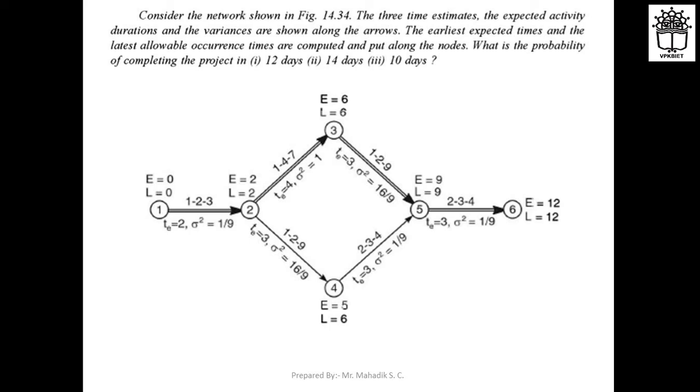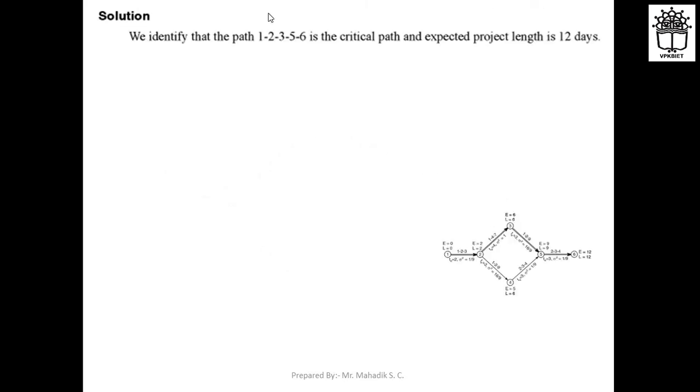Here you can see that all the data are given, the variances are given, the estimated times are given. It is asked what is the probability that the project can be completed within 12 days, what is the probability that the project can be completed in 14 days, and what is the probability that the project can be completed in 10 days. You can see that the critical path is also given in this case. Let us see that we identify the path 1, 2, 3, 5, 6 as the critical path, and the expected project length is 12 for that.